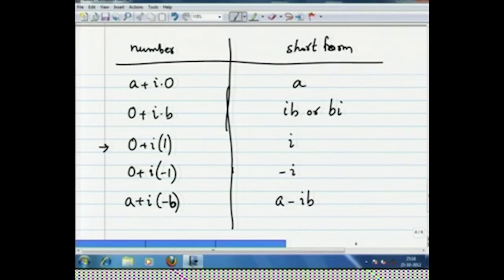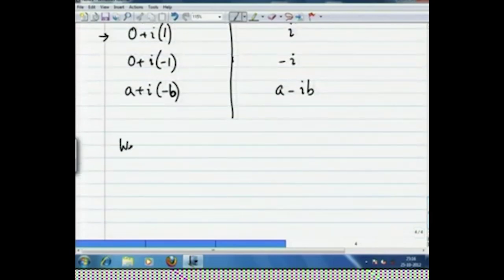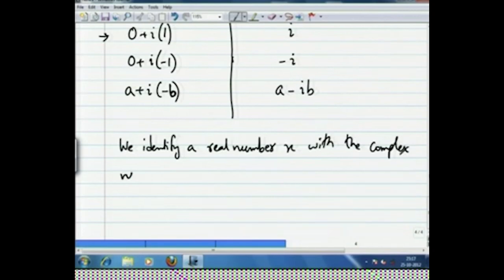So, we identify a real number x with the complex number x plus I times 0. For the time being, this plus and dot are only symbols. So far I have not made any sense of them. I only told that a complex number is represented as a plus I b. So, they are just symbols for the time being.